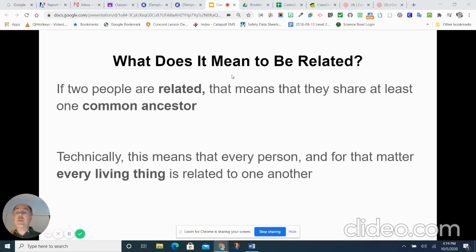Okay, so that brings us to what does it mean to be related? If two people are related, that means they share at least one common ancestor. Notice this means that every person, every living thing is technically related to one another. Maybe by millions of generations, but everyone is related.